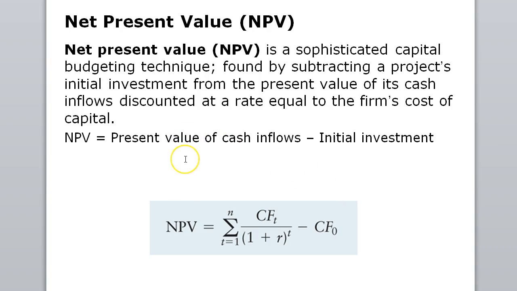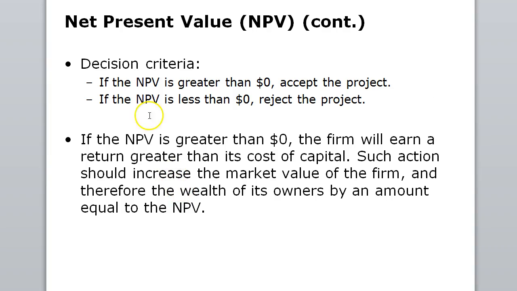Okay, so let's go into net present value. Net present value is a more sophisticated capital budgeting technique, which is found by subtracting the company's initial investment from the net present value of its cash inflows, discounted at a rate equal to the cost of capital. So remember, the cost of capital is what we developed in Chapter 9, the weighted average cost of capital. So that's going to be our discount rate. We want to discount the future cash flows at this cost of capital less the initial investment to see if the project is acceptable. If the net present value is greater than 0, it's acceptable. So the decision criteria: if greater than 0, you accept the project.